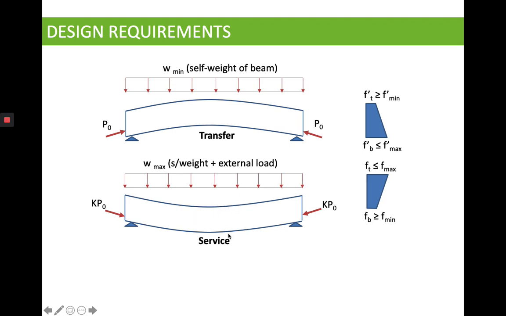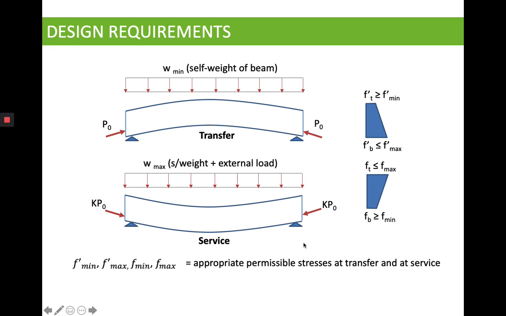As for the bottom part of our beam, we have here FB, which is the stress at the bottom fiber. This value must be larger or equal to F minimum. So this is for the tensile part of our structure. We can see here F prime minimum, F prime maximum, F prime minimum and F maximum are the appropriate permissible stresses at transfer and at service. So these are the limits.